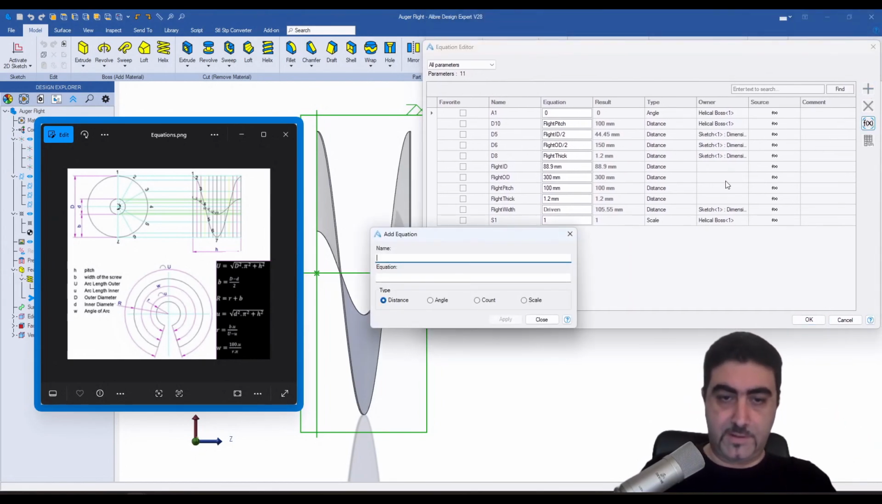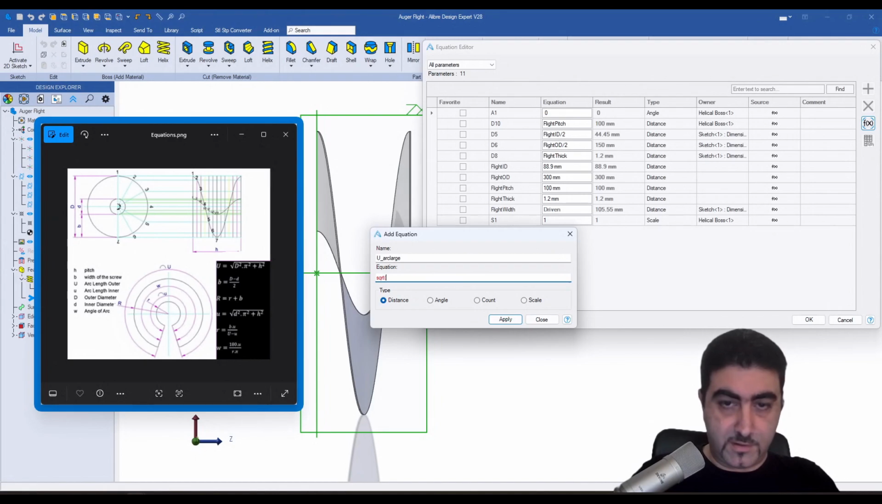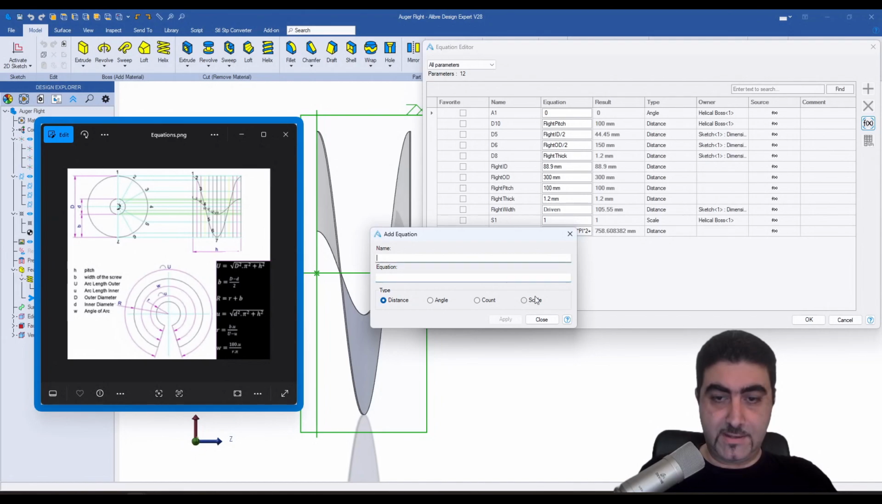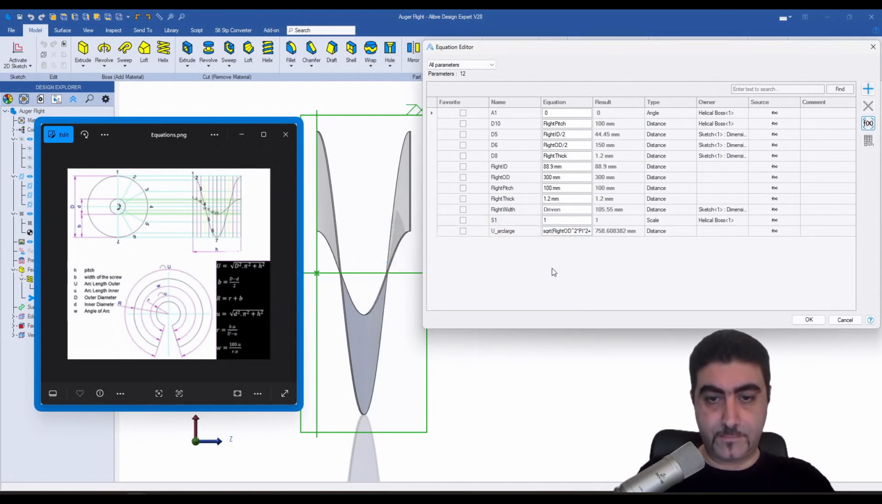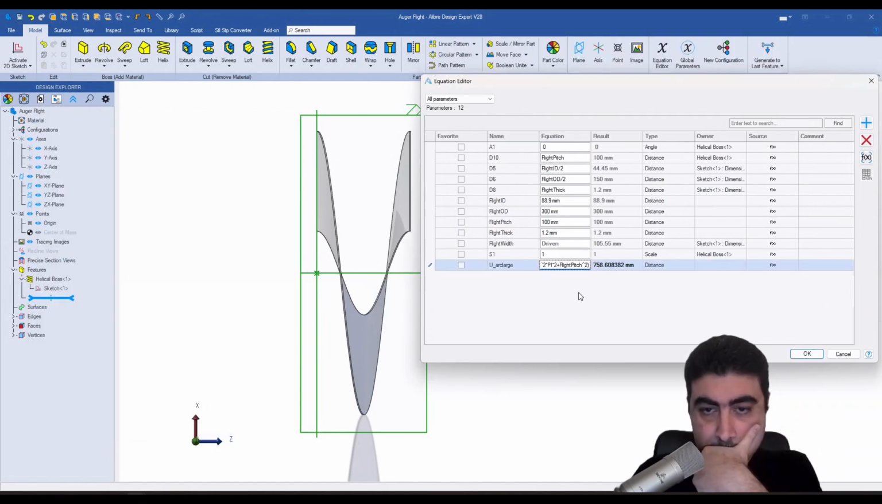Okay, so my U arc large is going to be the square root of the perimeter, which is flight OD squared times pi squared, plus the flight pitch squared as well. So that is going to be wrong.